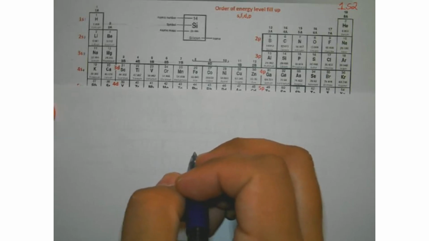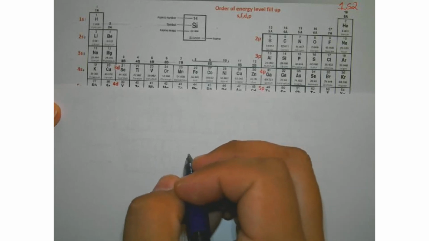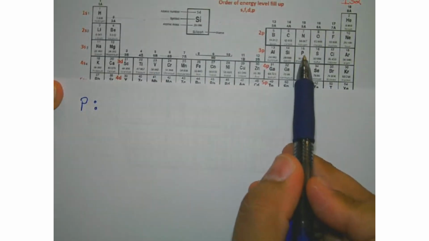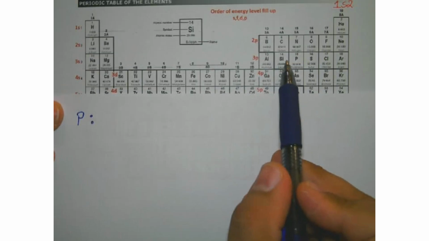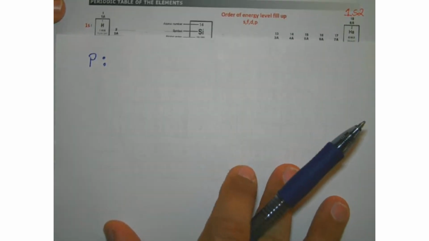So last time I did chlorine as an example. This time, let's look at phosphorus. We're going to do P, phosphorus. Okay? We're going to look at phosphorus as our example. Phosphorus is right here on the periodic table, so I got to get to phosphorus. Okay? Remember, we work from left to right, then down.